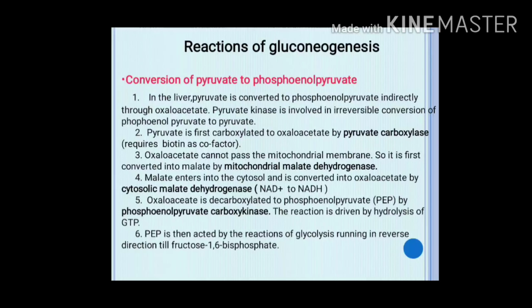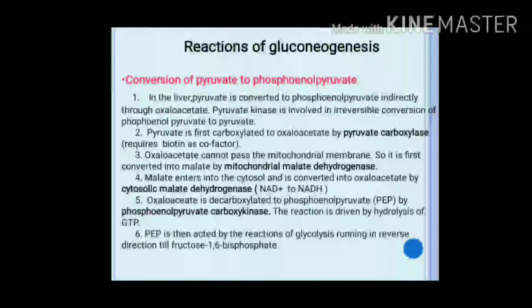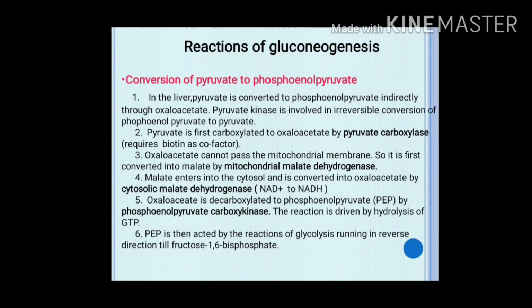So these 3 steps are the regulatory steps of glycolysis, which is also the regulatory steps for gluconeogenesis. So in gluconeogenesis, these reactions require some other enzymes for the conversion. The first one is the conversion of pyruvate to phosphoenol pyruvate, because phosphoenol pyruvate is converted to pyruvate by the enzyme pyruvate kinase, which is irreversible in nature. So we will not get phosphoenol pyruvate directly from pyruvate.